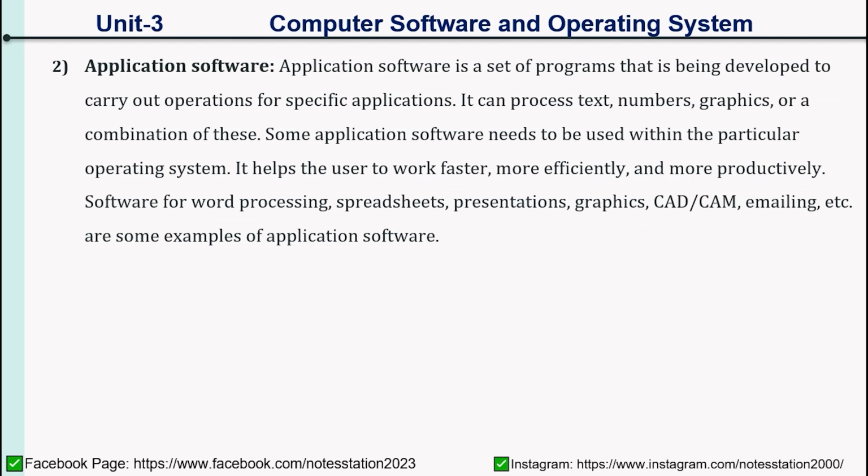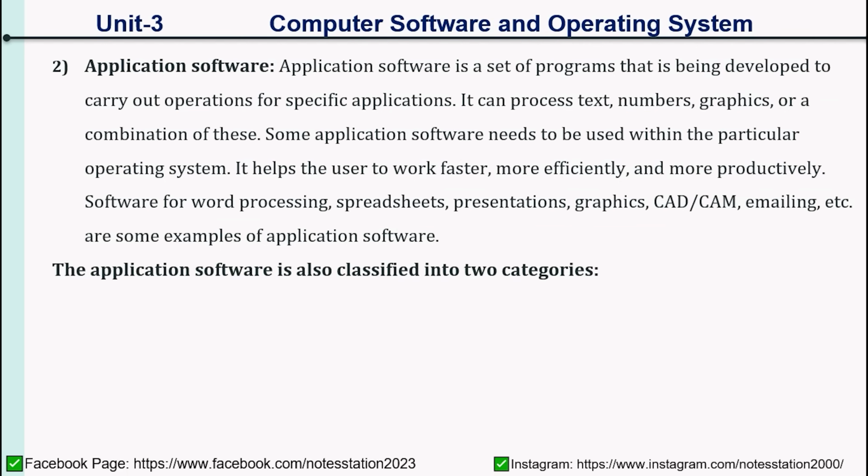Application software. Application software is a set of programs that is developed to carry out operations for specific applications. It can process text, numbers, graphics, or a combination of these. Some application software needs to be used within the particular operating system. It helps the user to work faster, more efficiently, and more productively. Software for word processing, spreadsheets, presentations, graphics, CAD, CAM, emailing, etc. are some examples of application software.